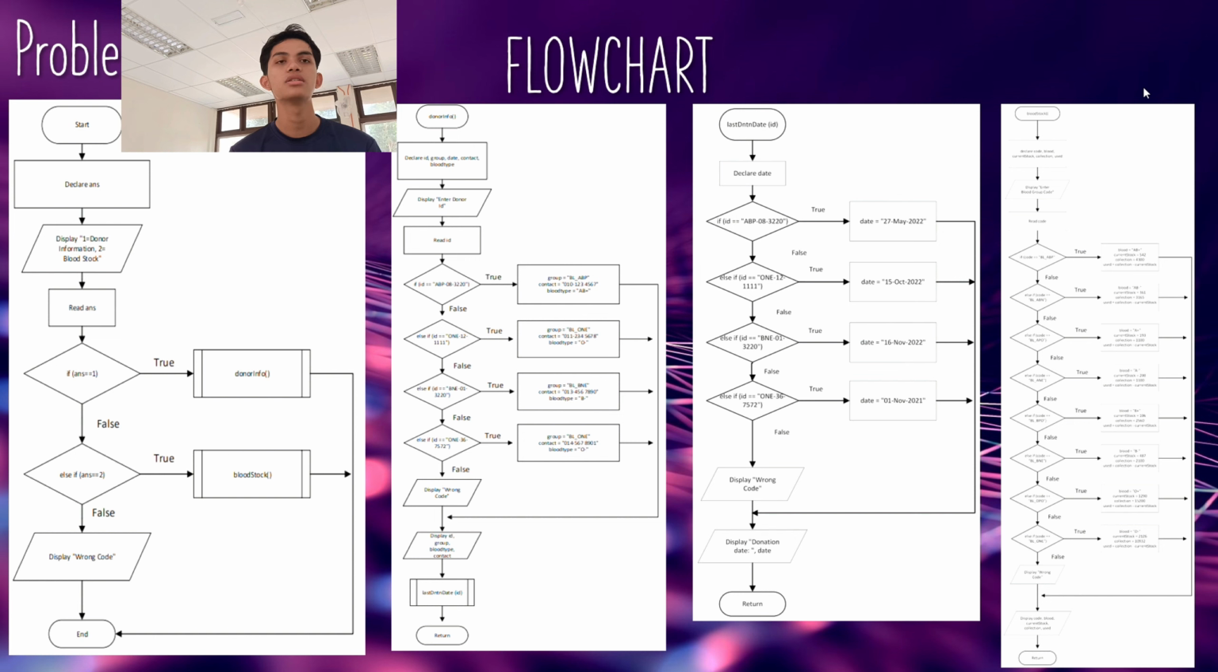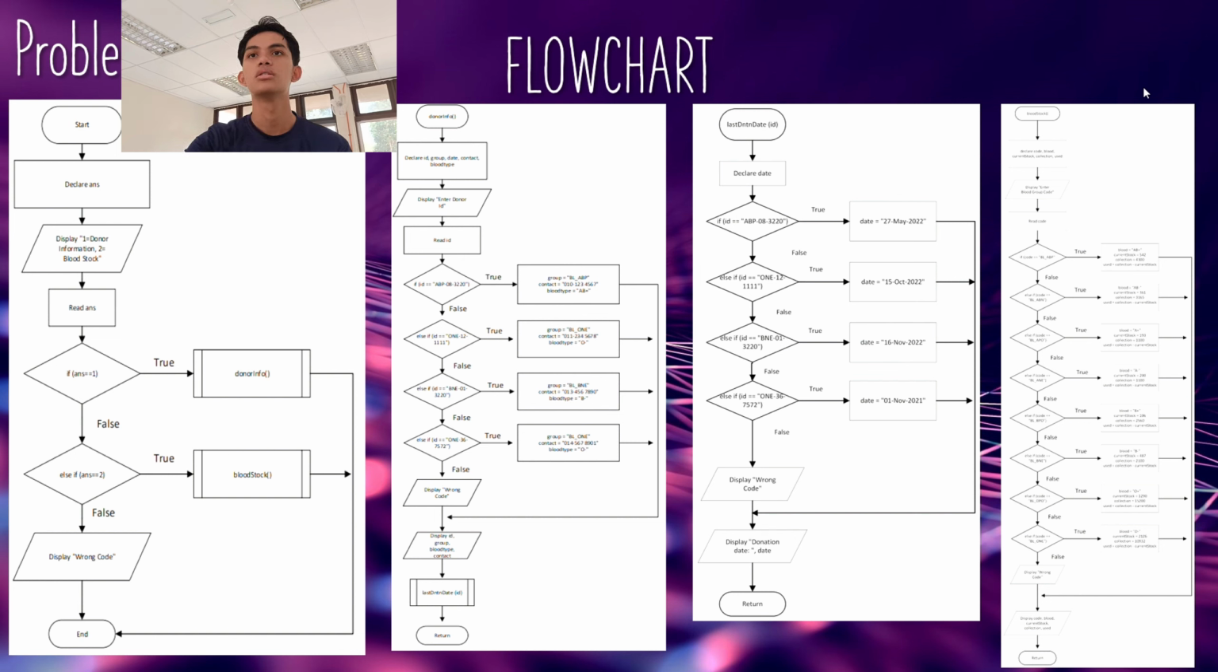The third flowchart is a last donate date ID module function flowchart. First, it will declare date, and it will go to the choice. If ID equal to ABP 083220, if true, it will go to the date 27 May 2022. If false, it will go to the next choice. And if all false, it will display a wrong code, and then it will display donation date, and then it will return.